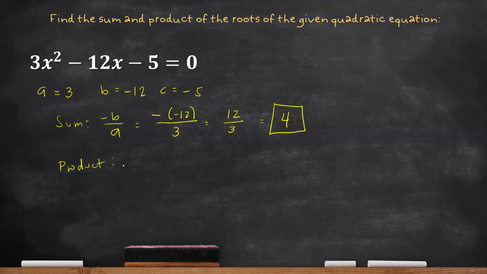so we're going to have C over A. C is negative 5 over A, which is 3. So negative 5 over 3, the question is, can we still simplify negative 5 over 3? Actually, hindi na yan. Okay? Kaya, ito na yung product natin. It's negative 5/3. Okay?